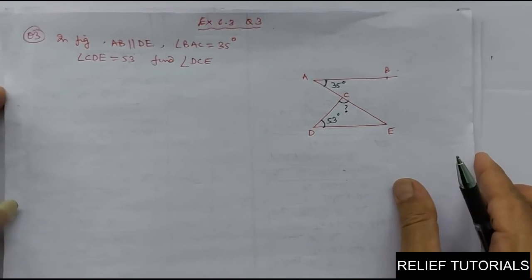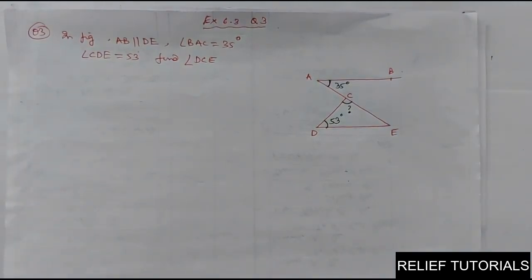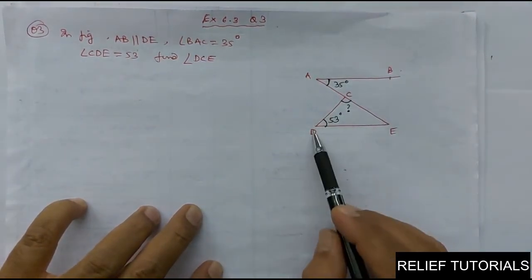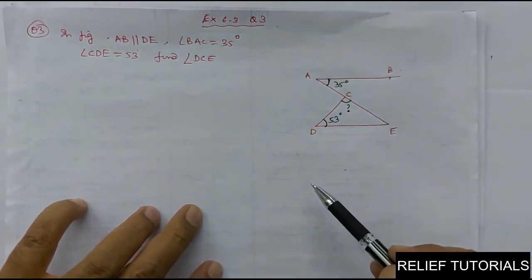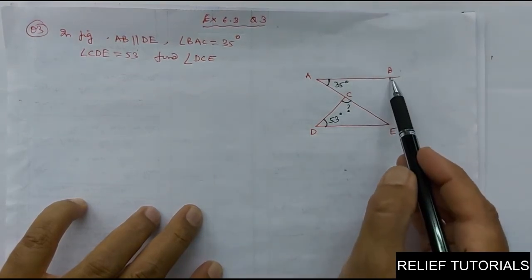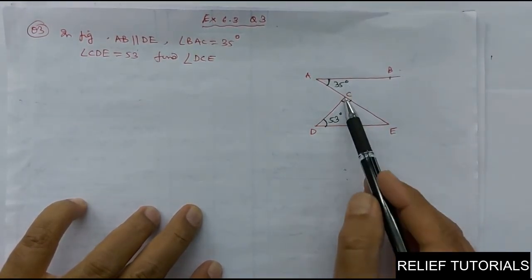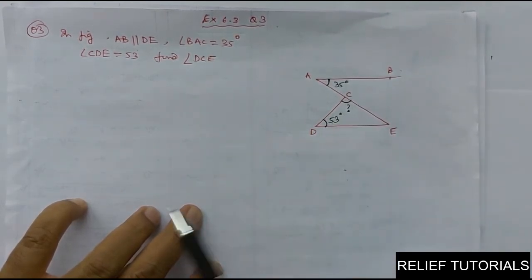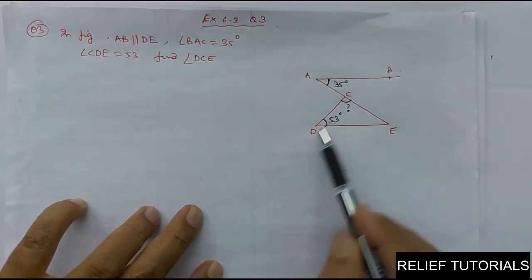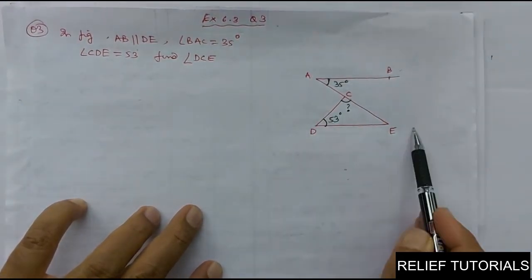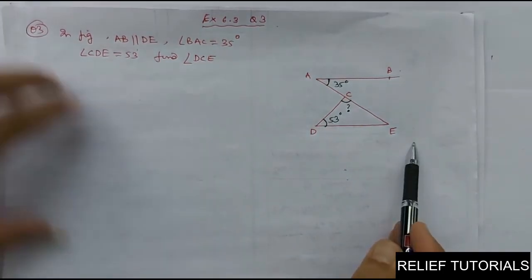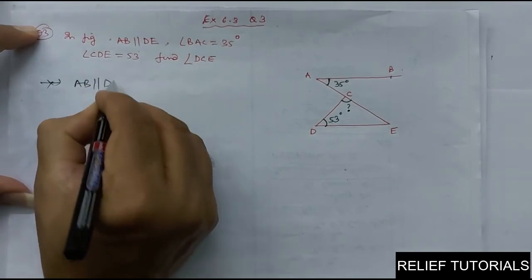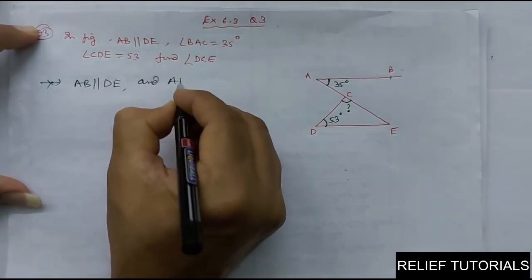Now exercise 6.3, question number 3. See what is in this figure. AB is parallel to DC. Both these are parallel. Okay. And angle BAC is 35 and angle CDE is 53. You have to find angle DCE. Now these two lines are parallel. AB is parallel to DC and AE is the transversal. So I can write here, AB is parallel to DC and AE is the transversal.